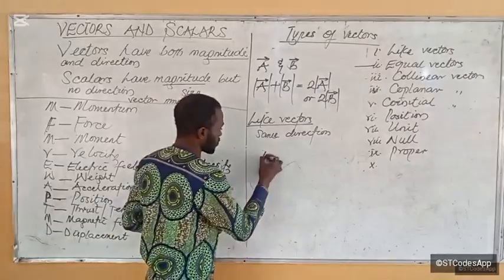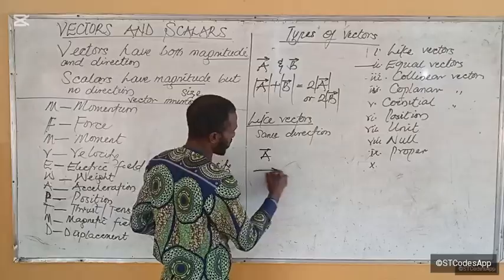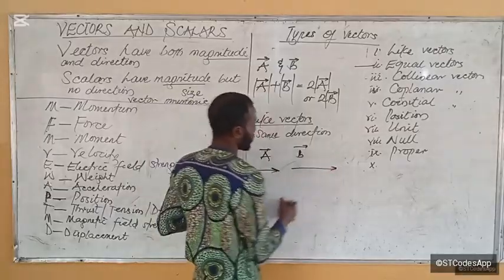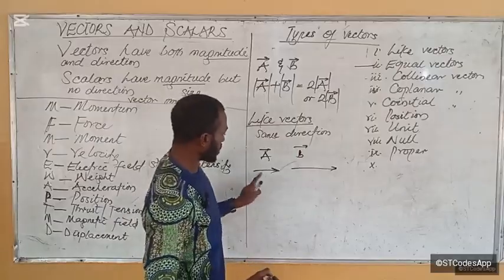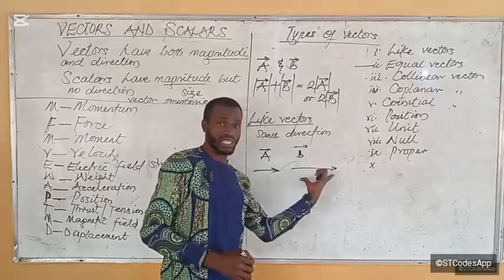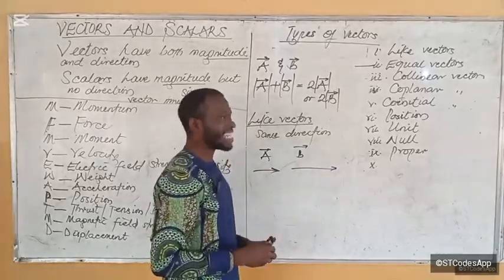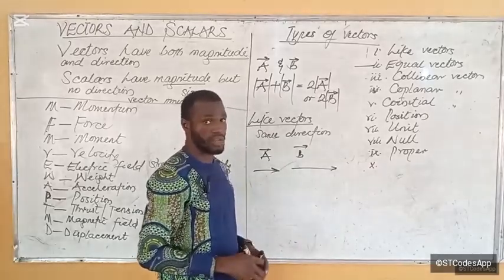For example, look at vector A. If I use this arrow to represent vector A, and I use this arrow to represent vector B, you see that vector A is smaller in size than vector B, but they are going in the same direction, eastward. So they are like vectors, not equal vectors.